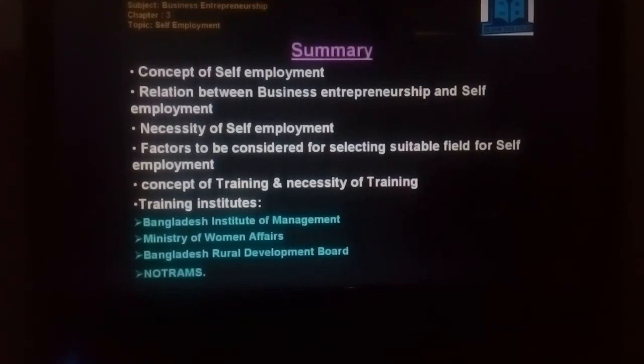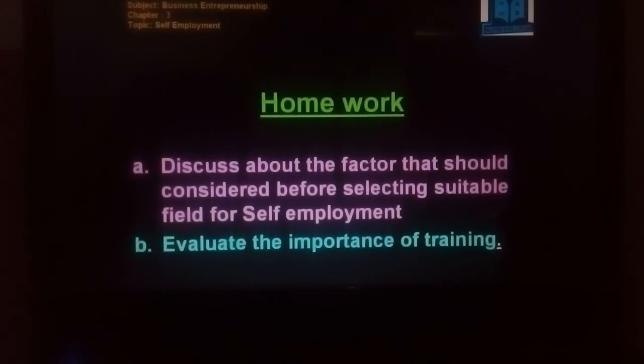So students, read this chapter by marking important information. Practice the exercises of this chapter very carefully. Now collect your today's homework. Today your homework is question number A. Discuss the factors that should be considered before selecting a suitable field for self-employment. And question number B. Evaluate the importance of training.